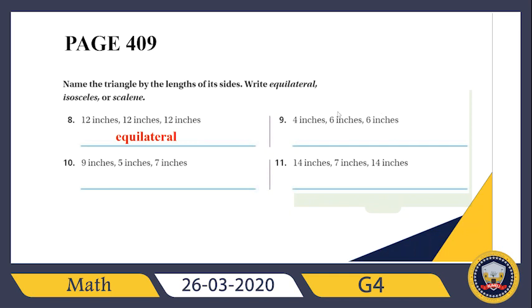So, is there any equal sides here? Yes. I can see it has 2 equal sides. If it has 2 equal sides, I know this triangle is an example for an isosceles triangle.